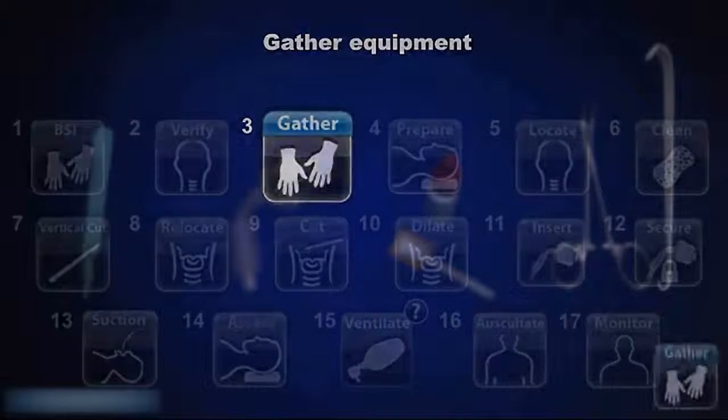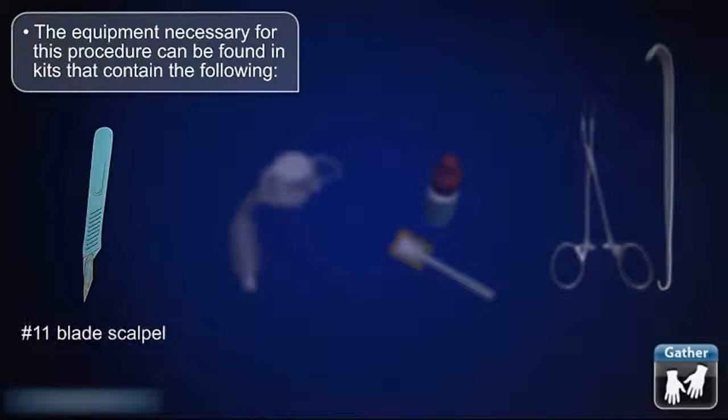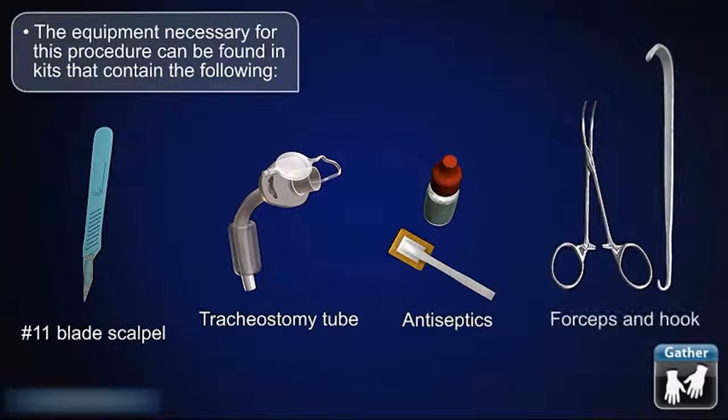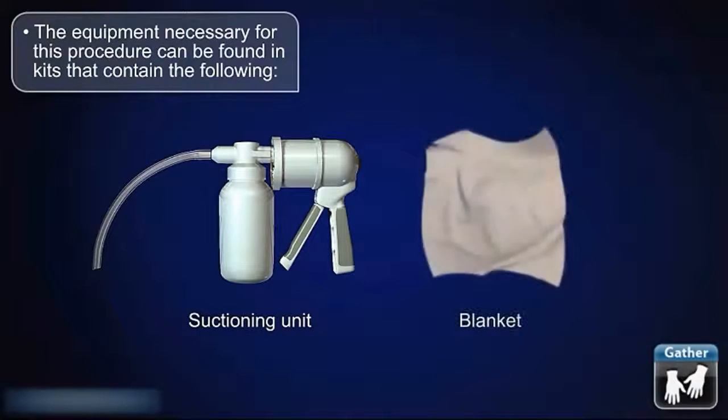Gather equipment. The equipment necessary for this procedure can be found in kits that contain the following: cutting instrument such as a number 10 or 11 blade scalpel, an airway tube such as a Shiley tracheostomy tube, antiseptic, forceps, and hook, a suctioning unit, as well as a blanket.